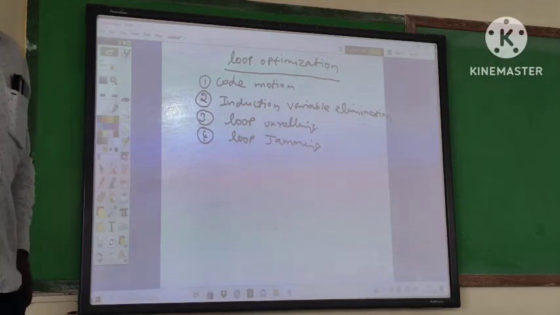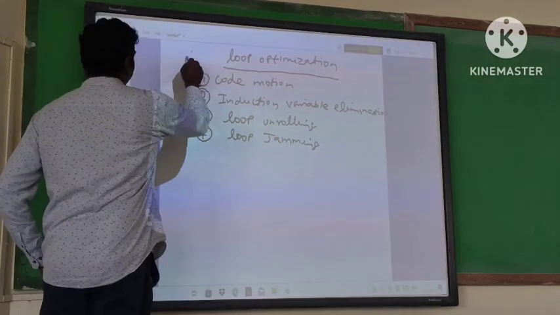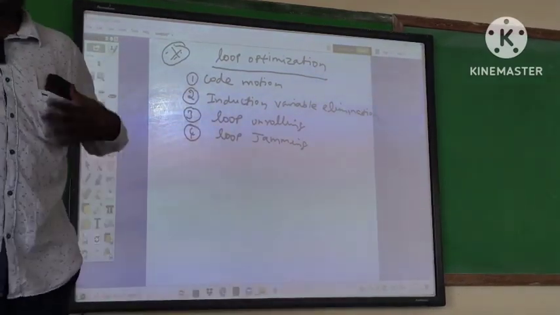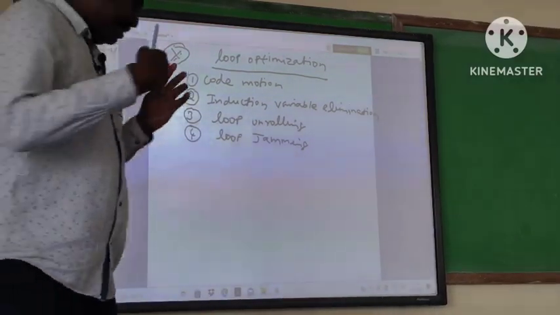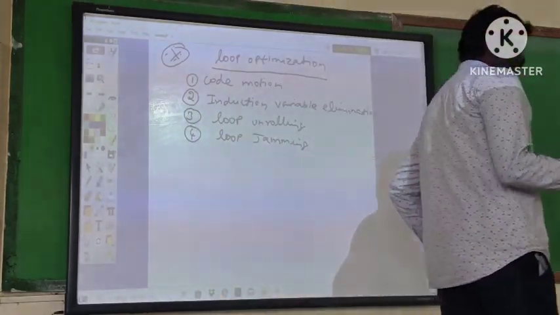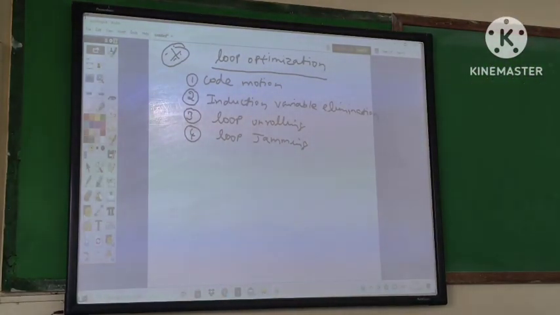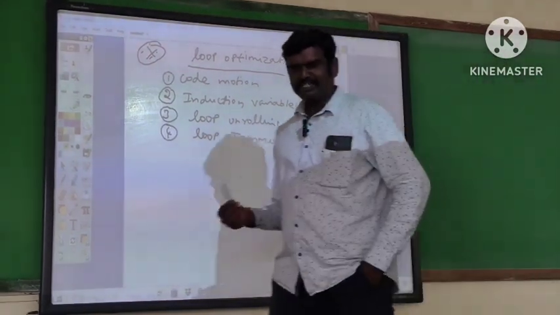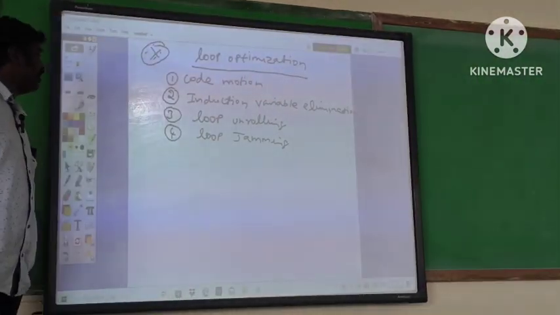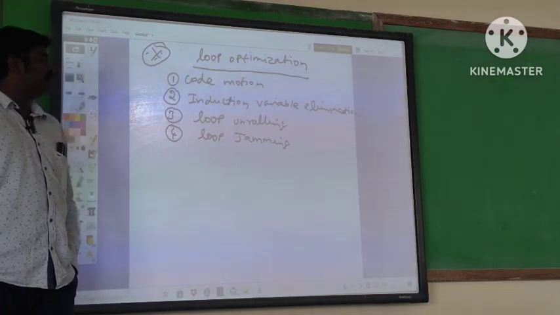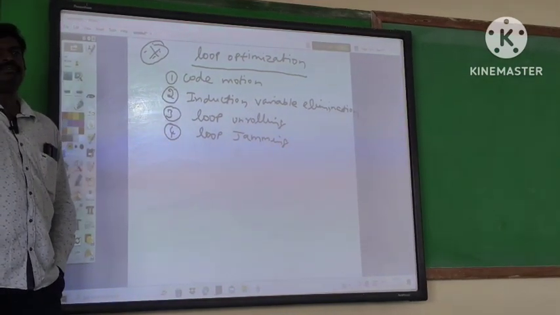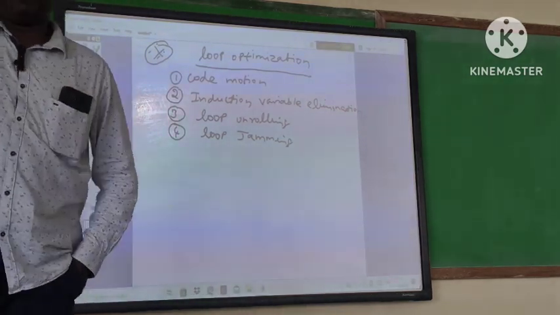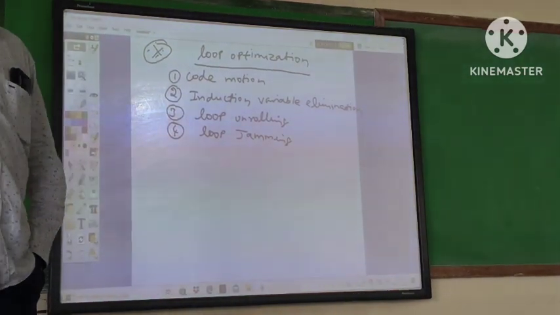So, loop optimization. Another important topic which pertains to module number 3. You will understand the subject through example-based scenarios. I have given 4 major topics here. The first is code motion, the second is induction variable elimination, the third is loop unrolling, and the fourth is called loop jamming. We'll discuss them one by one with appropriate examples.